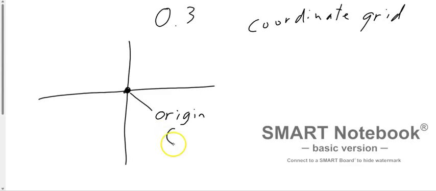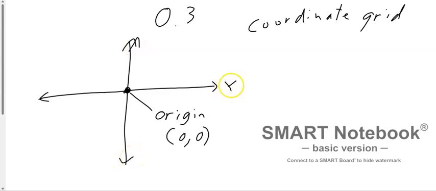The origin has a location of 0, 0, because you're not moving at all. You're just stuck right there at the beginning, 0, 0. All right? Kind of like start on a board game. Now, these are actually lines that go on forever and ever.